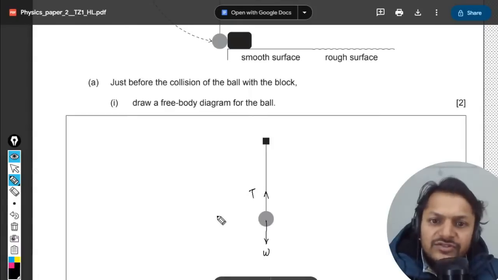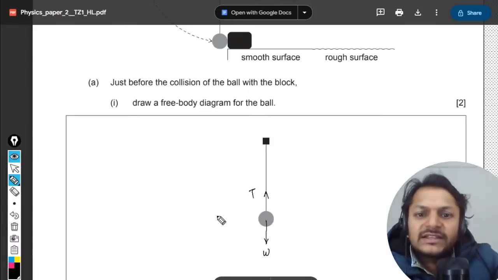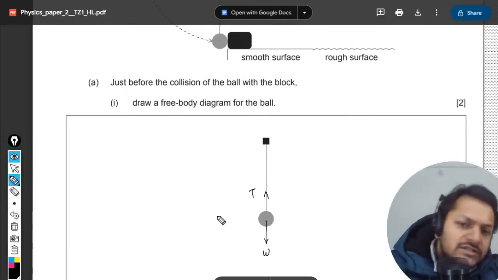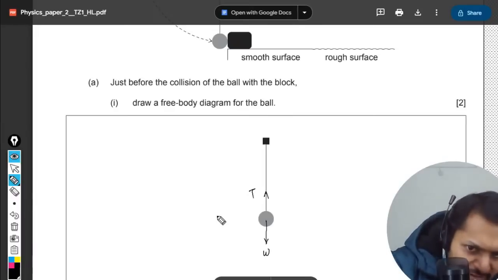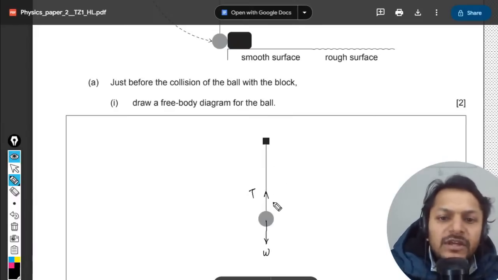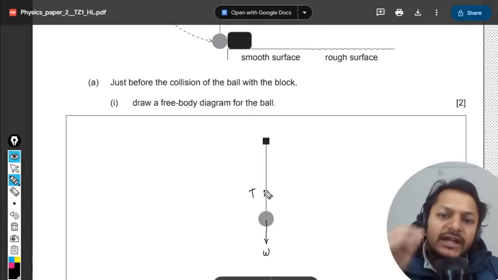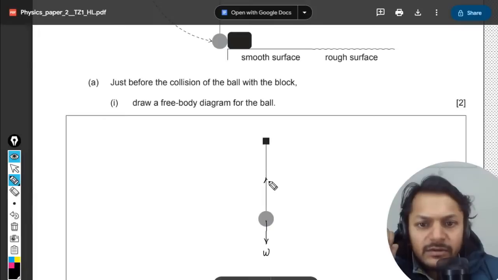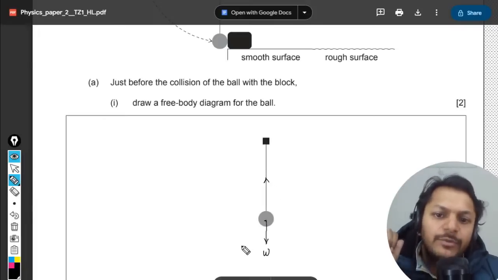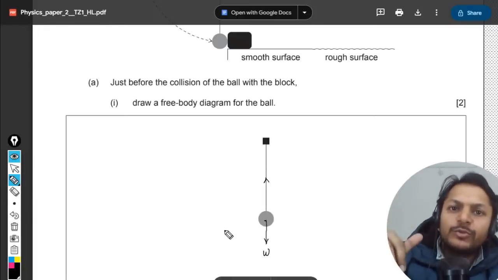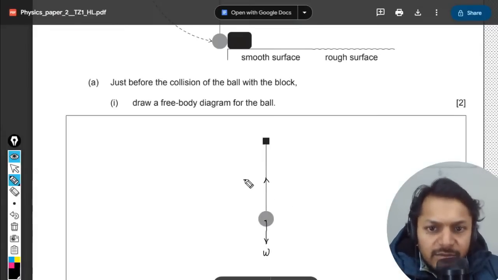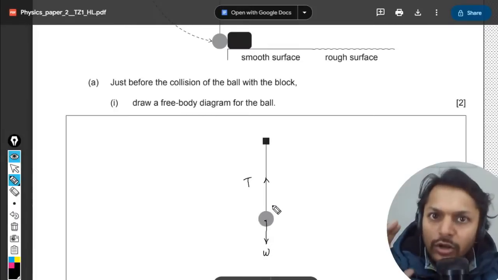Now, the tension in the string is also acting as the centripetal force, because of which the ball is moving in a circular motion. There is no net upward or downward force, but there will be a bigger force here. So tension will be more than weight. Tension will be bigger because it has to cover not only the weight, but it has to provide the centripetal force also. That is why the tension will be bigger and the weight will be smaller.